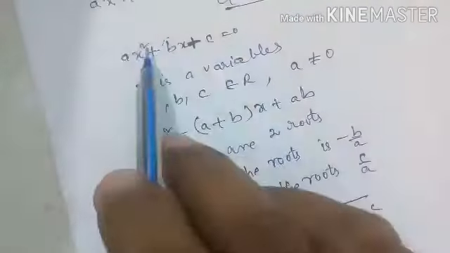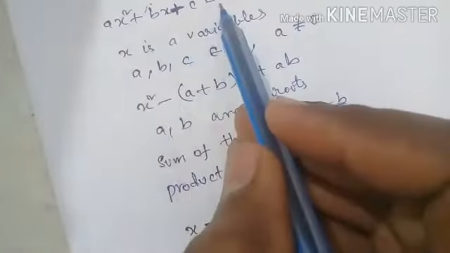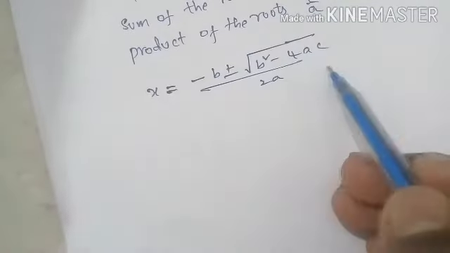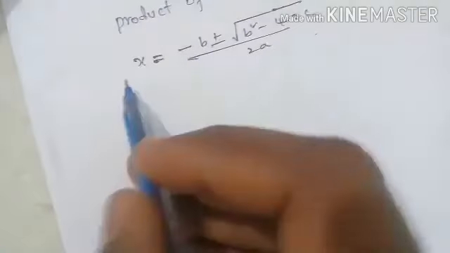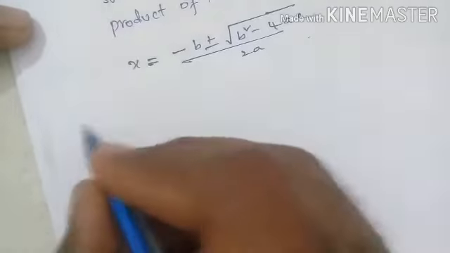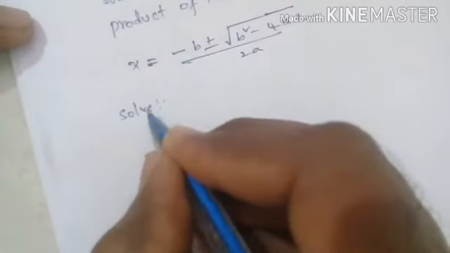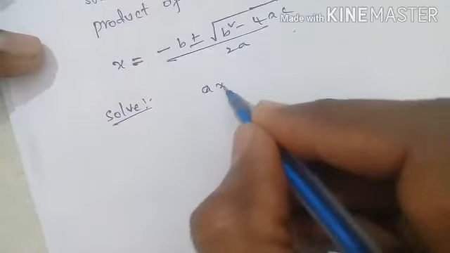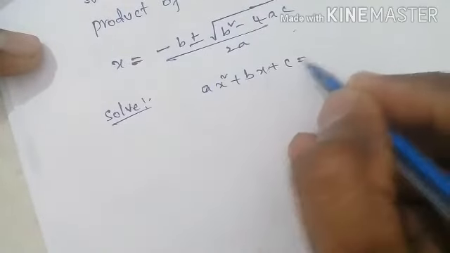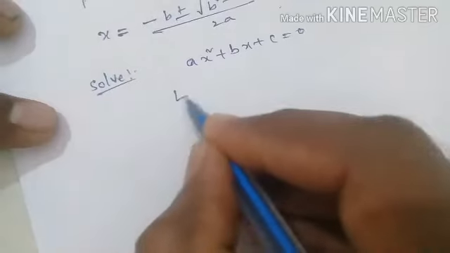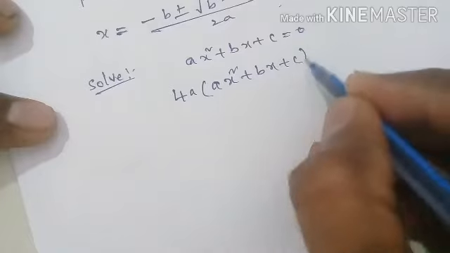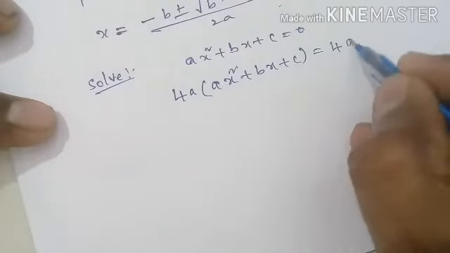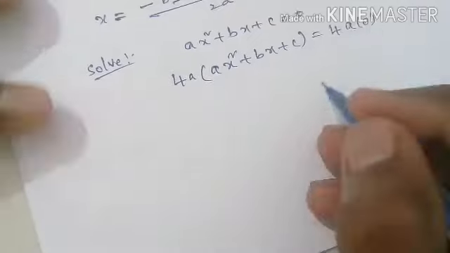We know that ax square plus bx plus c is equal to 0 is a quadratic equation, but this type of questions we can solve by using this formula and also by another method, the factorizing method. Now how can we derive this formula? Let us solve. First of all, we take the same equation ax square plus bx plus c is equal to 0 and multiply this equation with 4a. We are multiplying on both sides, so here 4a, here also 4a.